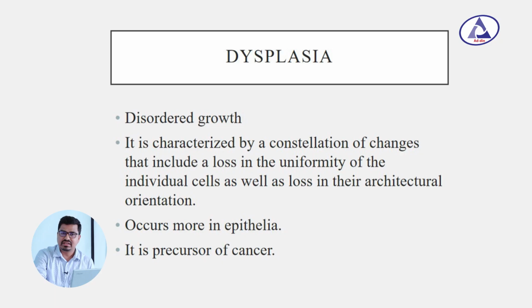Now, what is dysplasia? What is anaplasia? Dysplasia means disordered growth, and anaplasia means loss of the degree of differentiation. Dysplasia is disordered growth. It is characterized by a constellation of changes that include a loss of the uniformity of the individual cells as well as loss in their architectural orientation. It occurs more in epithelia. It is the precursor of cancer.